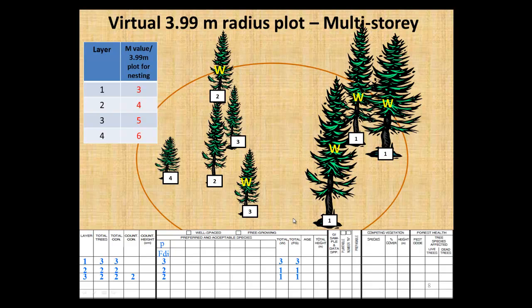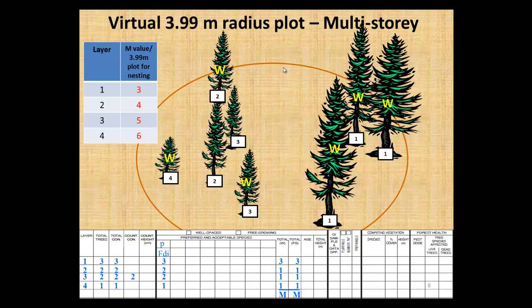So let's look at our last layer. Here's a layer 4 tree on the outside. It's well spaced. It's far enough away from this one. And I can actually tally it because I've got up to 6. And I've only got 5 here so far when I'm capped. So that adds up to 6. So in reality, this is totally an M plot. We're fully stocked. Even though we've got a little bit of a gap in here, we're right up to our M value in this multi-story plot.